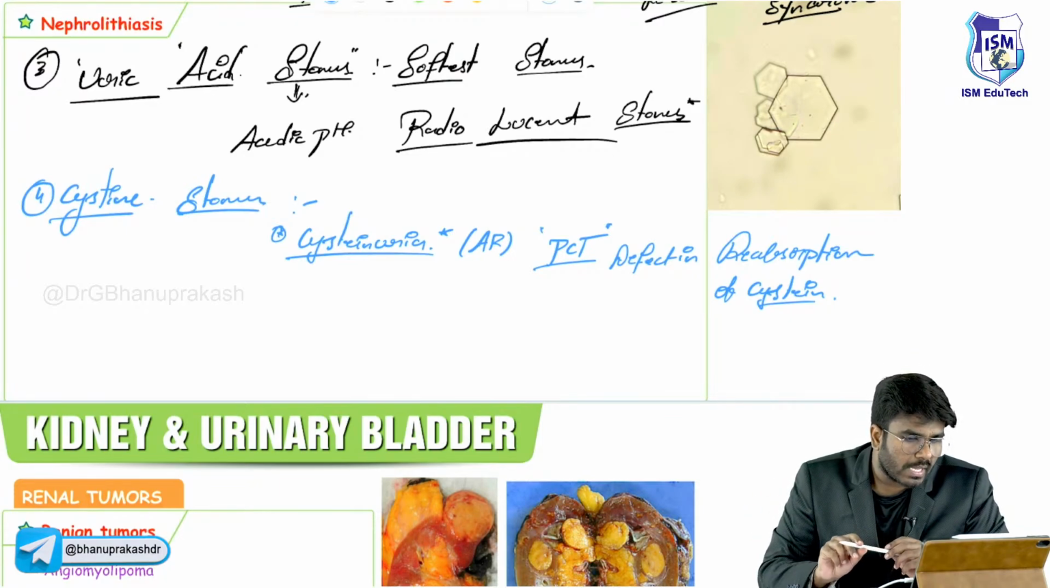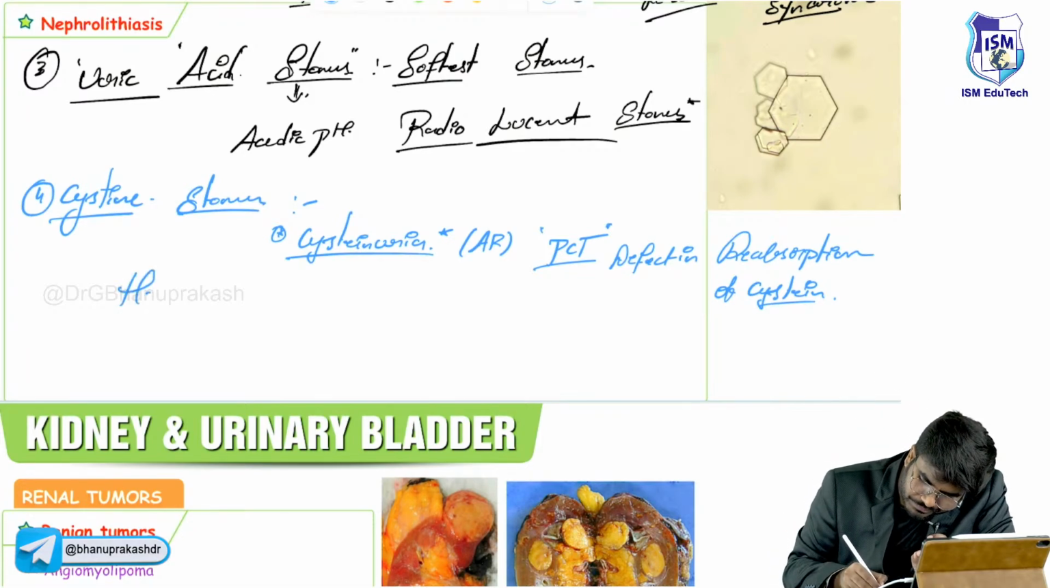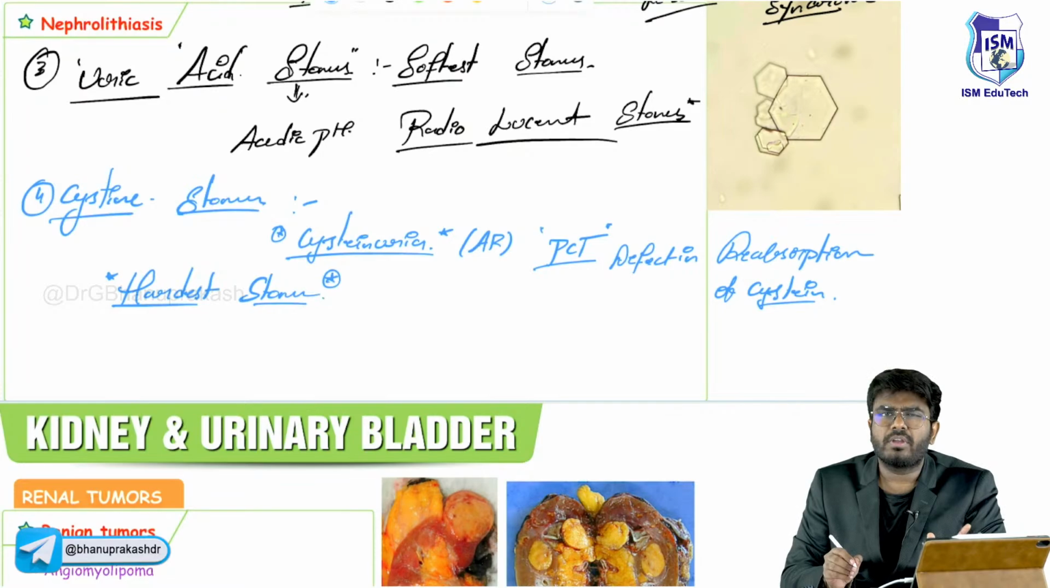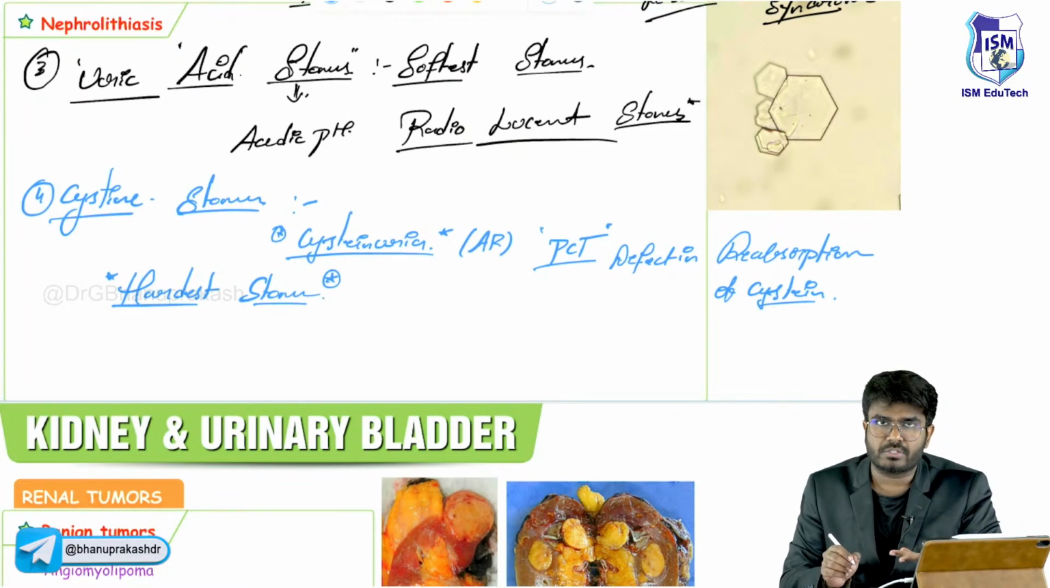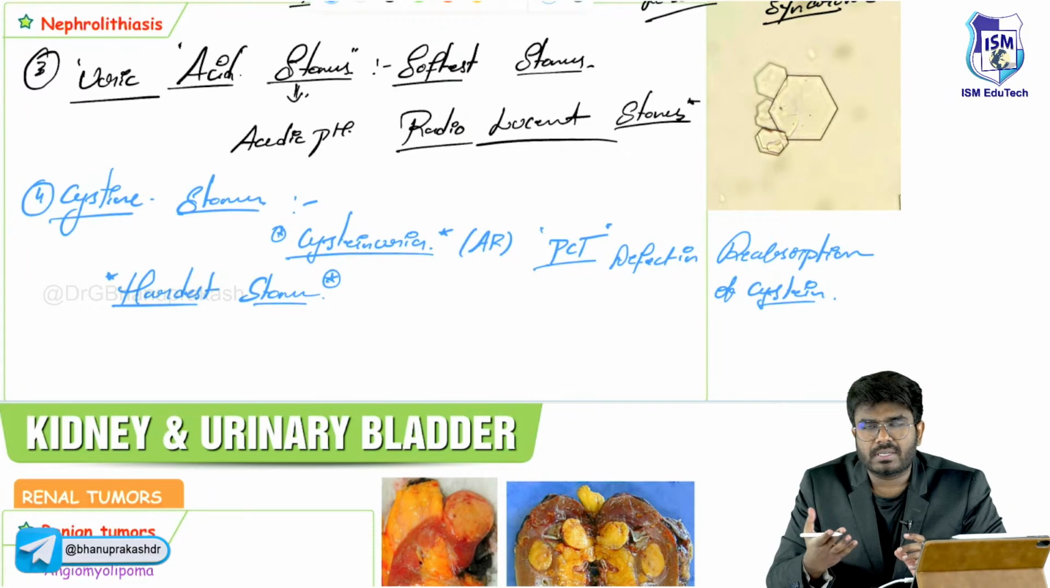The cysteine stones. An important point about cysteine stones is that they are the hardest stones. Other stones are comparatively softer. One of the softest stones is the uric acid stone, which we have just discussed. The hardest stones out of all are the cysteine stones. Cysteine is a dibasic amino acid which cannot be reabsorbed in this condition.